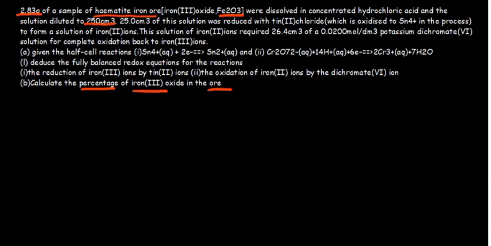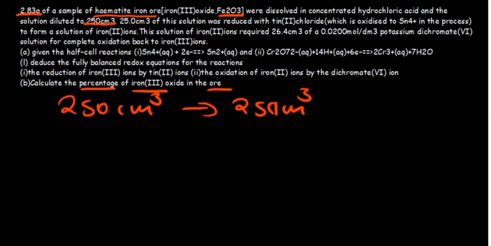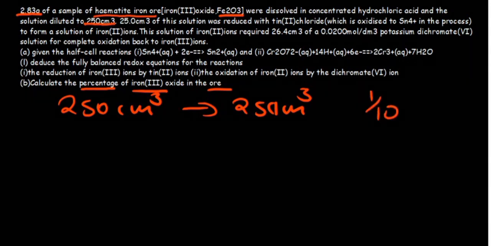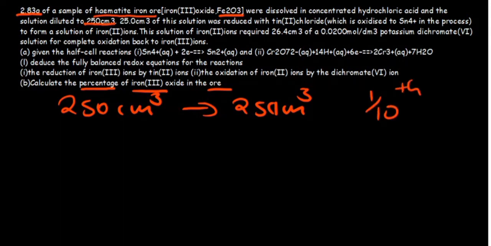From the other part of the question, it continues to say 25 cubic centimeters. So out of the 250 cubic centimeters of the diluted solution of the ore, we took 25 cubic centimeters. It's like we just took a tenth of it, since 25 over 250 is 1 over 10. And what did we do with what we took? This much was reduced.